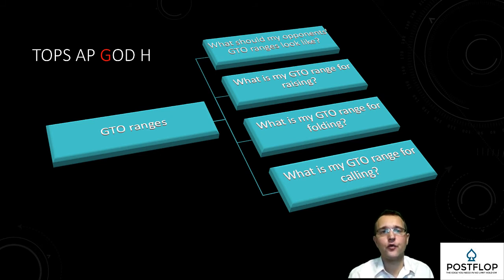So if we're facing a raiser, we would start by assigning a range which we consider optimal for that player in that position. We're not assigning the range we think that specific villain is actually raising with. We're assigning the range which we believe is perfect play.